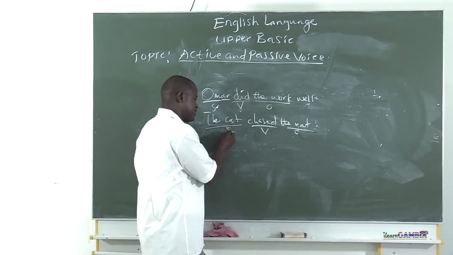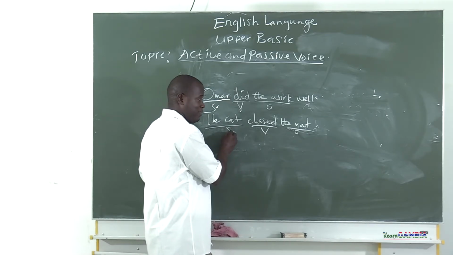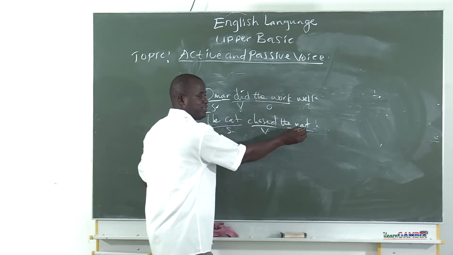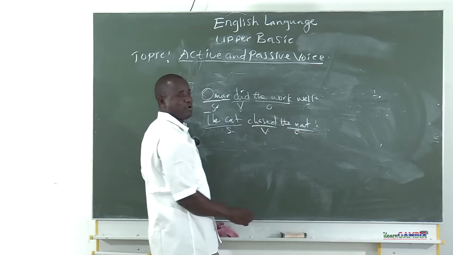Now this is the cat, subject. The cat did something. What did it do? It chased. Who receives it? The rat. So the rat here becomes the object.